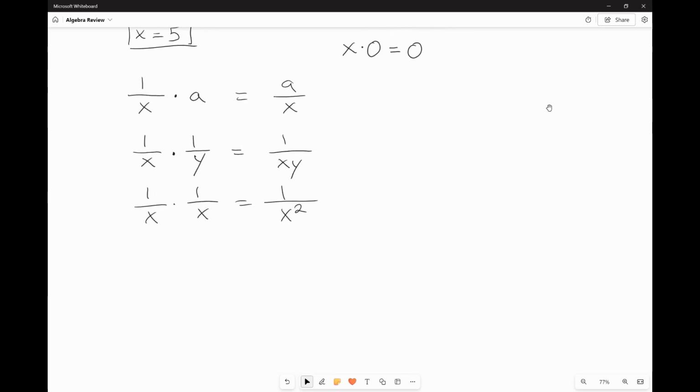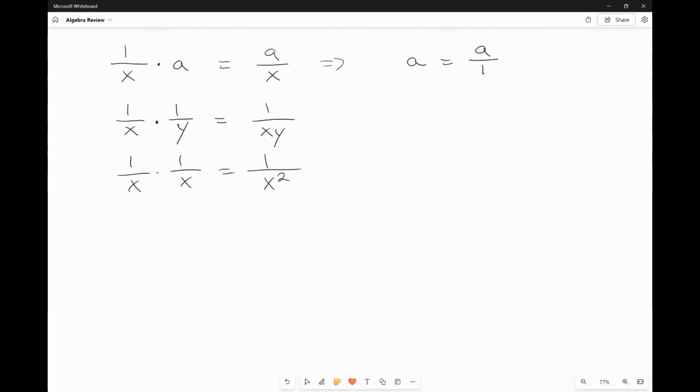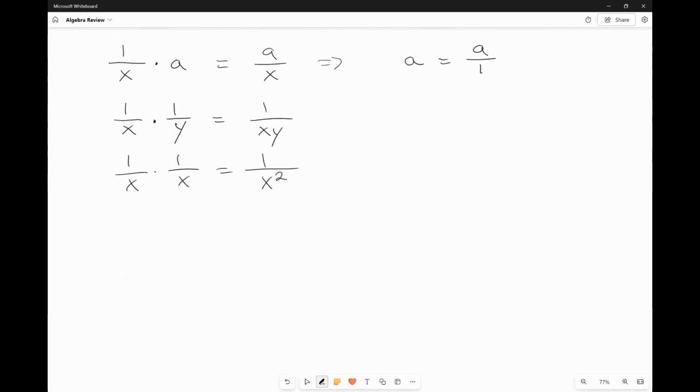At any given time, and maybe I'll explain this one a little bit more, any variable, let's say a, is equal to a divided by 1. That's actually the extension of what I set up here. So x is the same thing as x divided by 1. Sometimes it's helpful to convert a variable into a fraction. You can see the extension of that here.